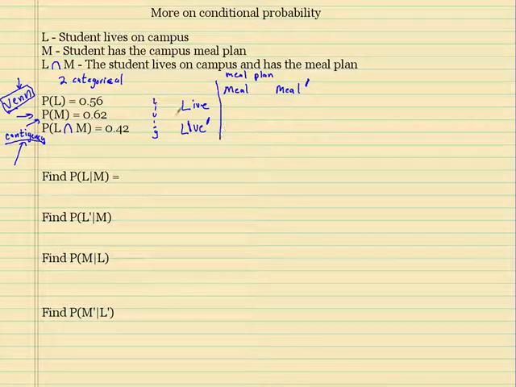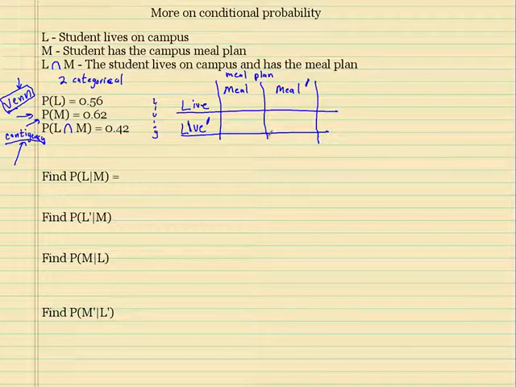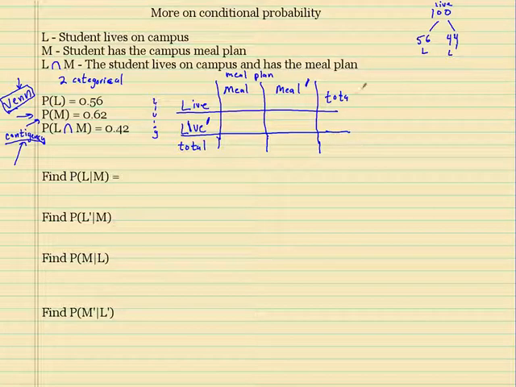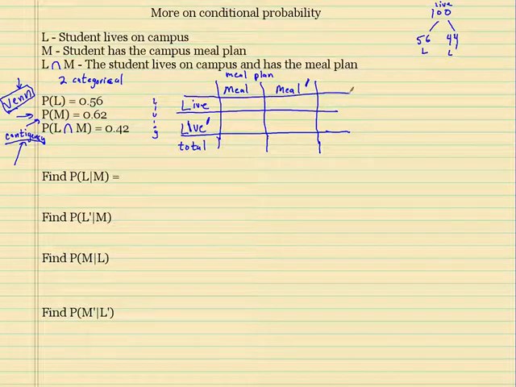Okay, so let's make a table. The bottom here will be our totals. You always want to fill in your totals. One good way to do this, when you're dealing with percents, is to start off with 100 people. If you had 100 people, 56 of them live there, and 44 don't live there. Do y'all see that? Let me erase this real quick and make this a little more readable. This is your total here.